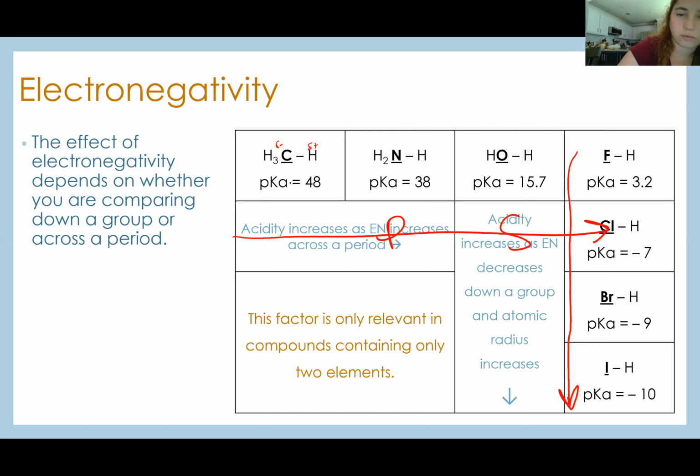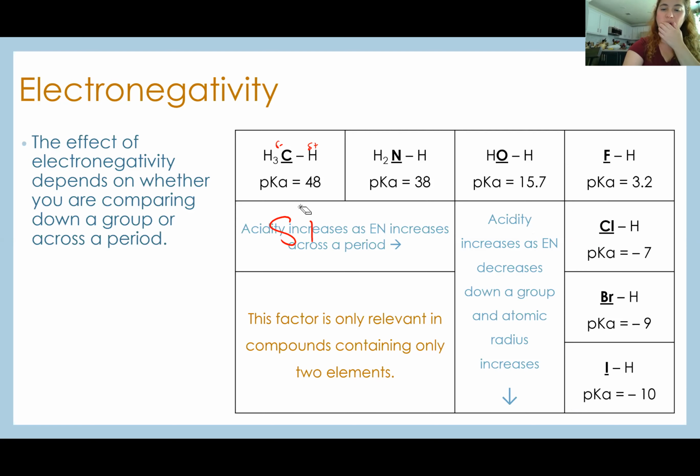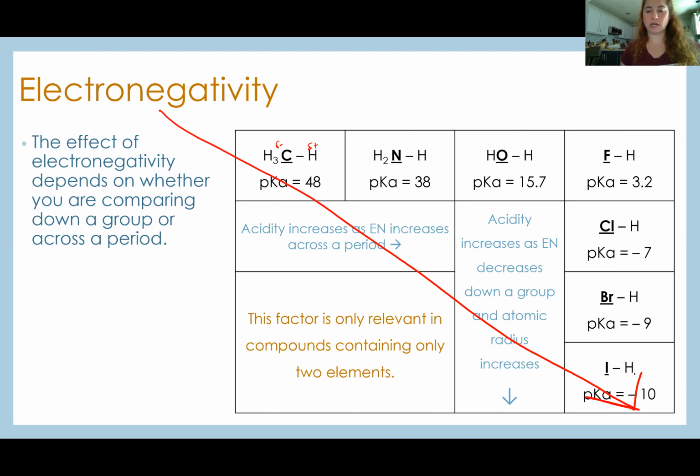This would be silicon. We don't really use silicon. Just going across, you would see an increase in acidity. So overall, our acidity increase is this way across the periodic table. Do these trends make sense?